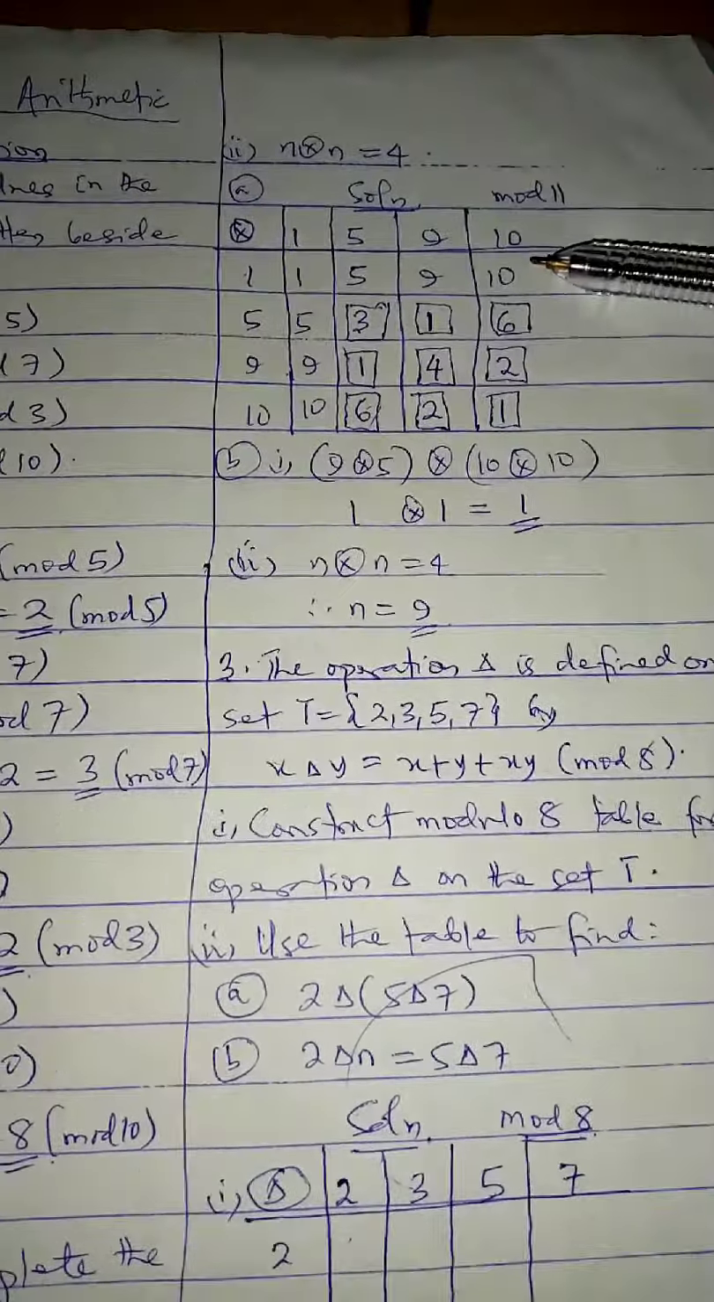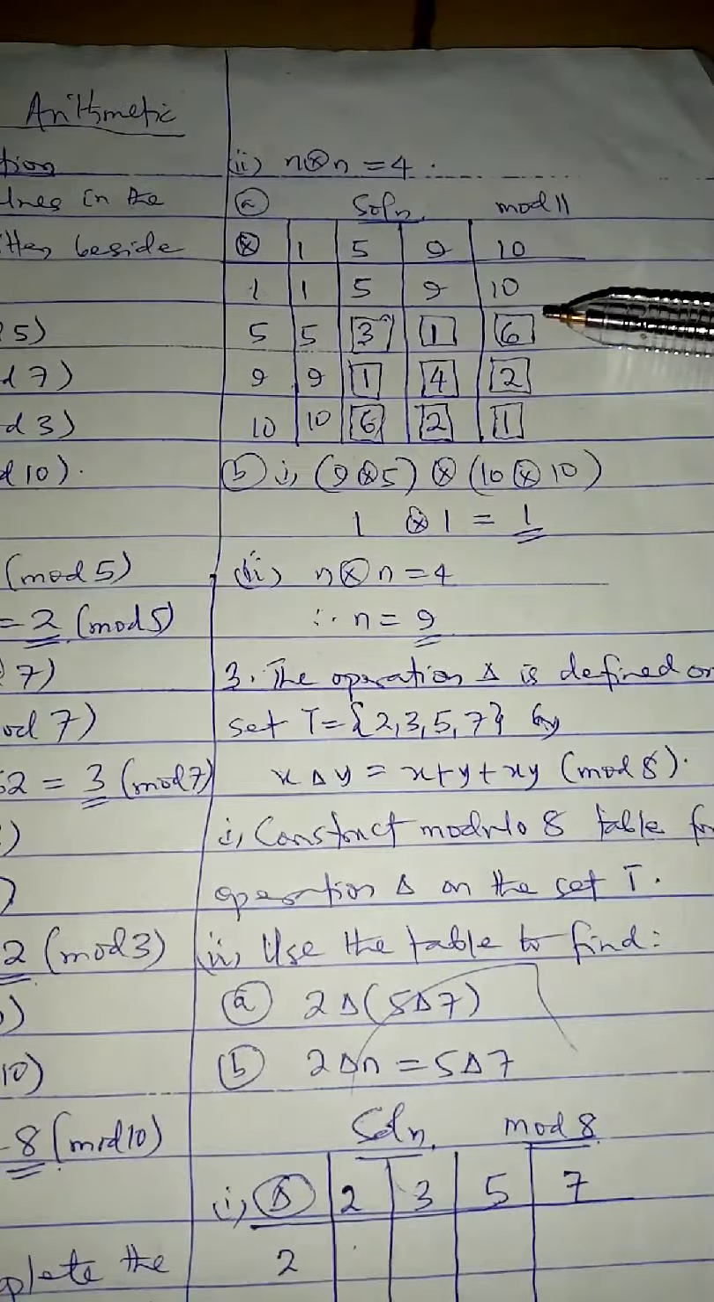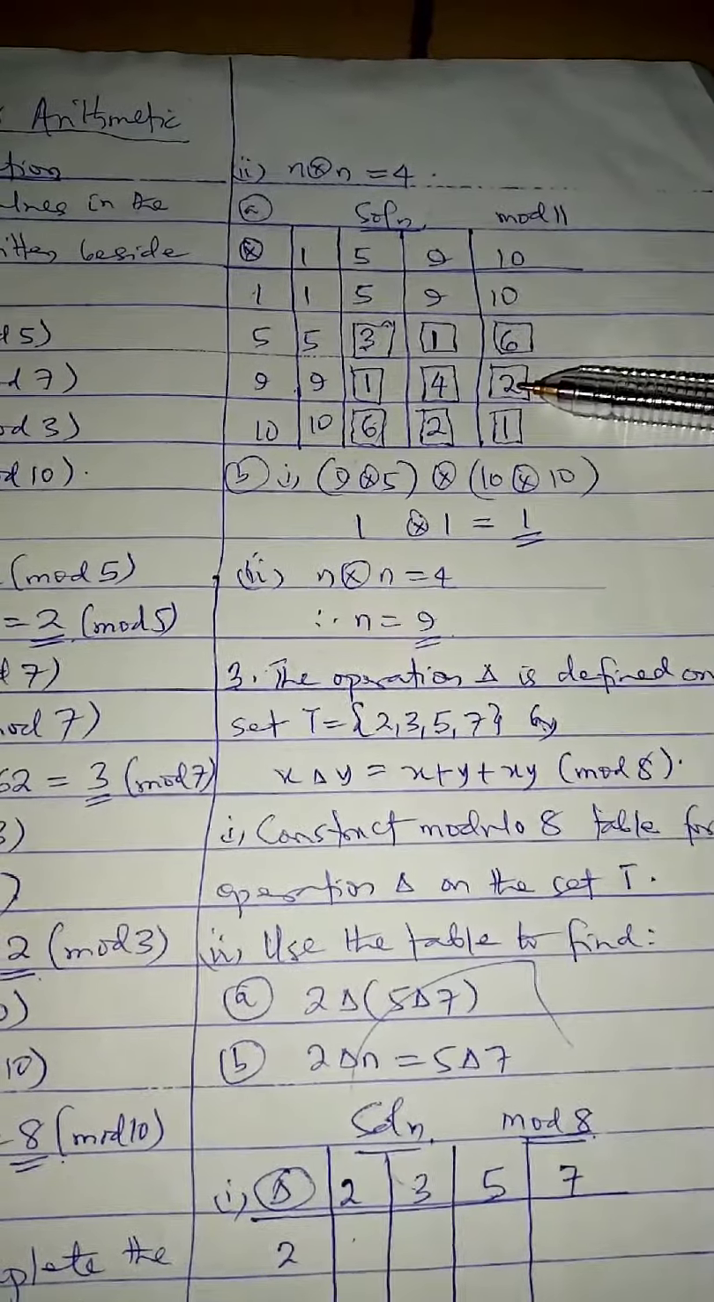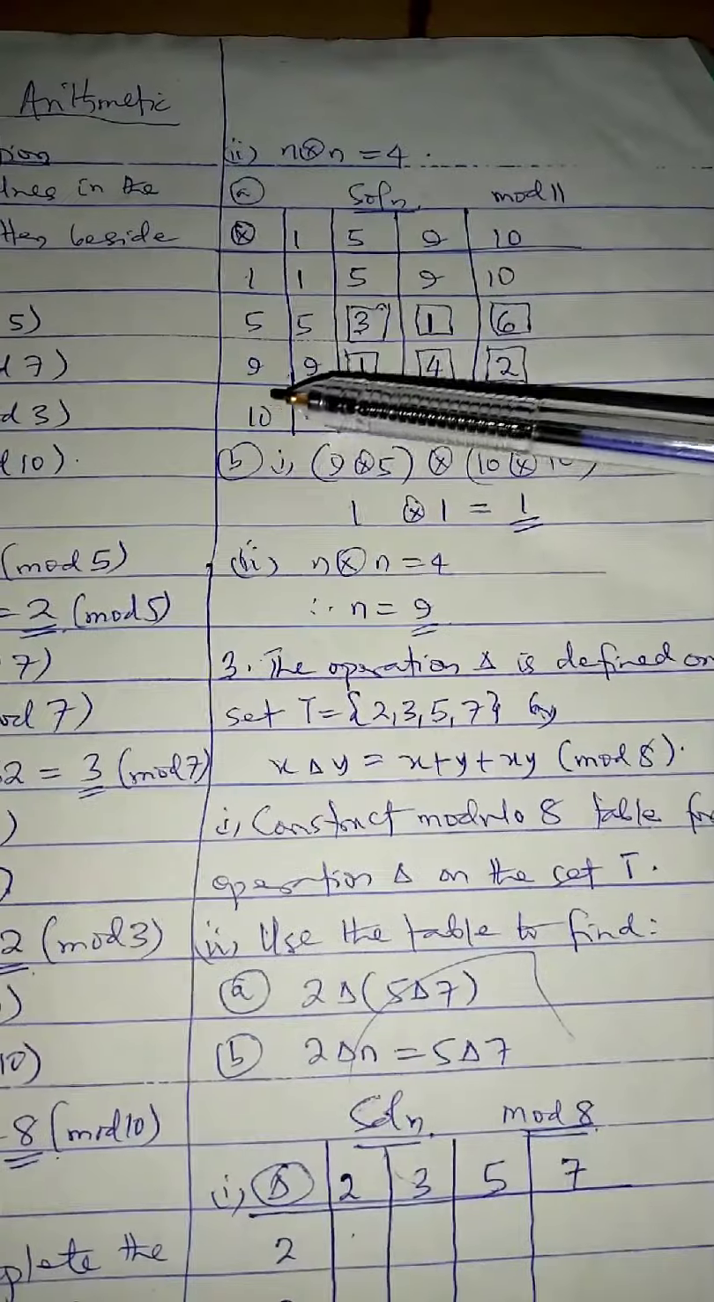9 times 10 is 90. The multiple of 11 you remove from 90 is 88. Remove 88 from 90, you have 2.